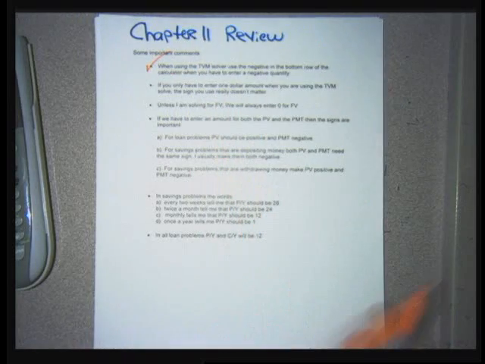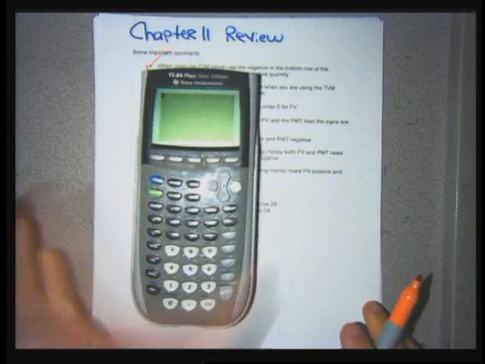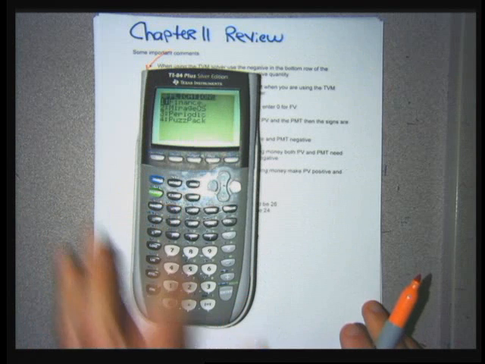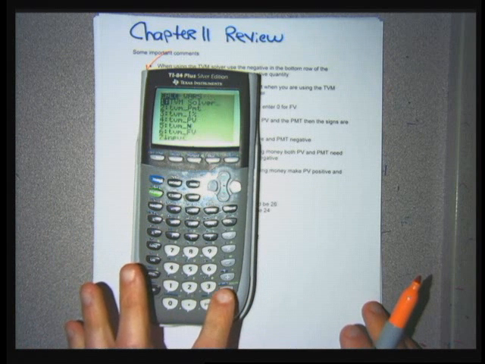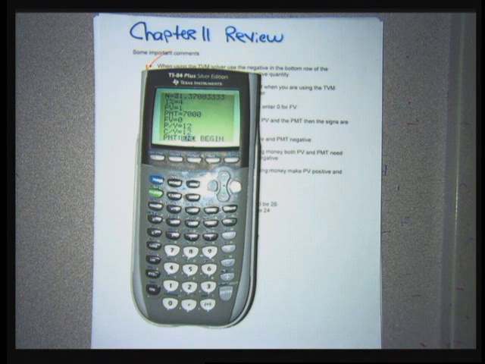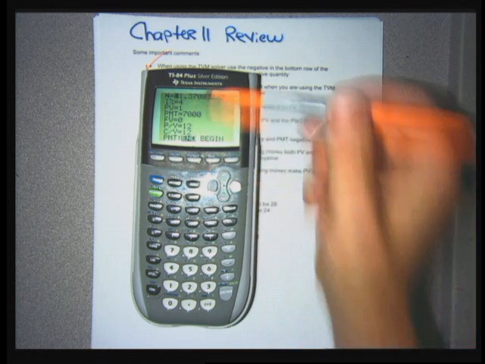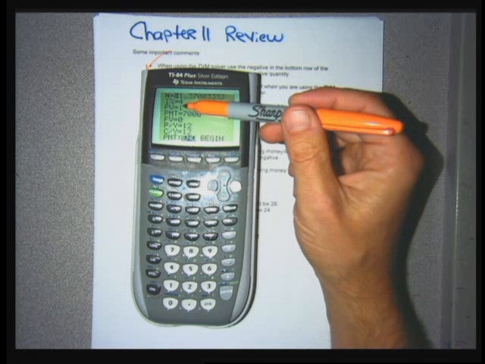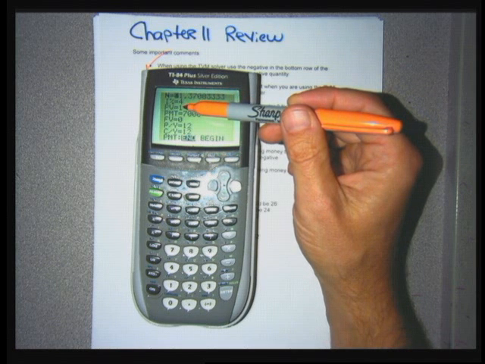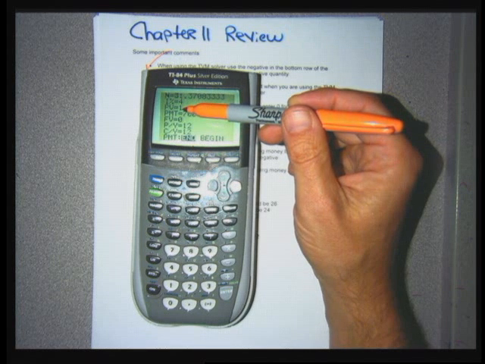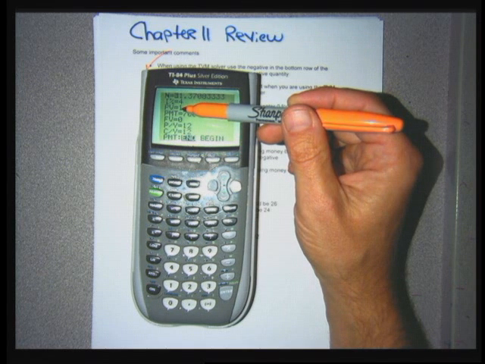The TVM solver is on my calculator buried under the apps key: press enter on Finance, and then enter on the TVM solver. There are three different dollar amounts on this TVM solver. The PV stands for present value. It would be the amount of a car loan or a house loan if you're trying to figure out a house or car payment, or the amount that you owe when you start making a bigger payment for a house or a car loan.